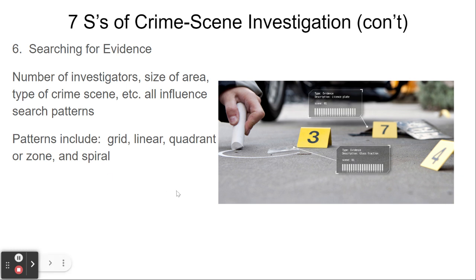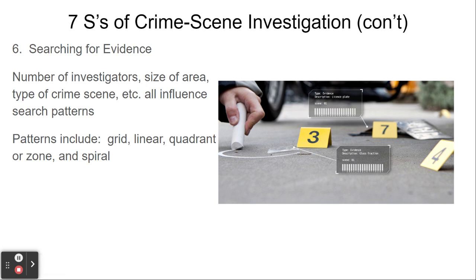And then a spiral one, often used in underwater settings, or really, really big, complex areas. But you basically just create that spiral effect, and oftentimes you work from your outside and you just work your way in towards the middle of that particular area. That's the spiral type of search.